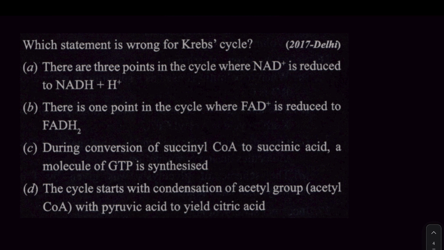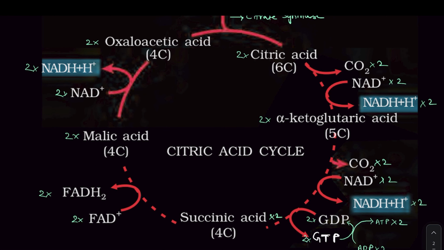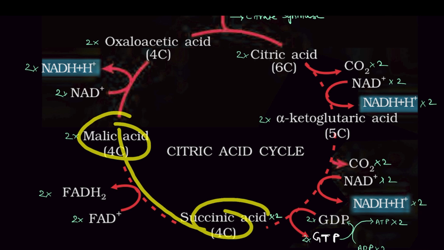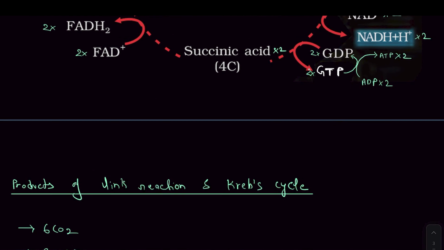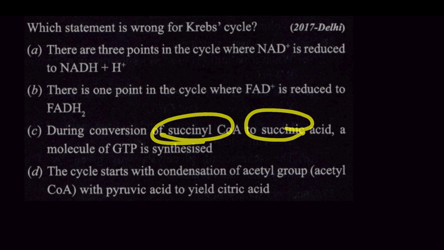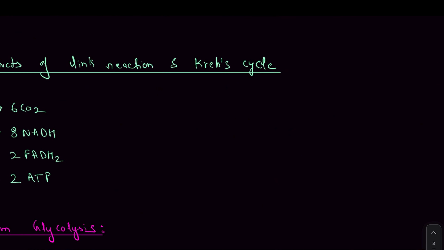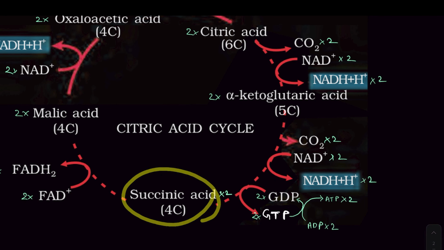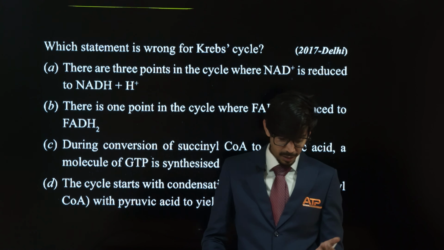There is one point in the cycle where FAD plus is reduced to FADH2. This is also correct. Quickly again I am showing you. See here, there is one point in the cycle where succinic acid gets converted into malic acid, and we get FADH2. That is also correct. Then during conversion of succinyl coenzyme A to succinic acid, a molecule of GTP is synthesized. This is also correct. Remember, when we were getting succinic acid, a molecule of GTP was synthesized. So this is also correct. Which is the incorrect statement then? Let's read the fourth statement.